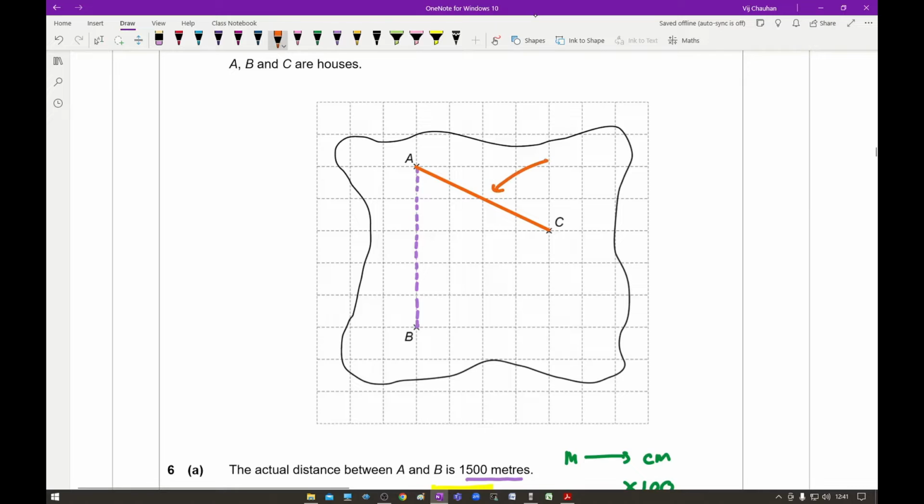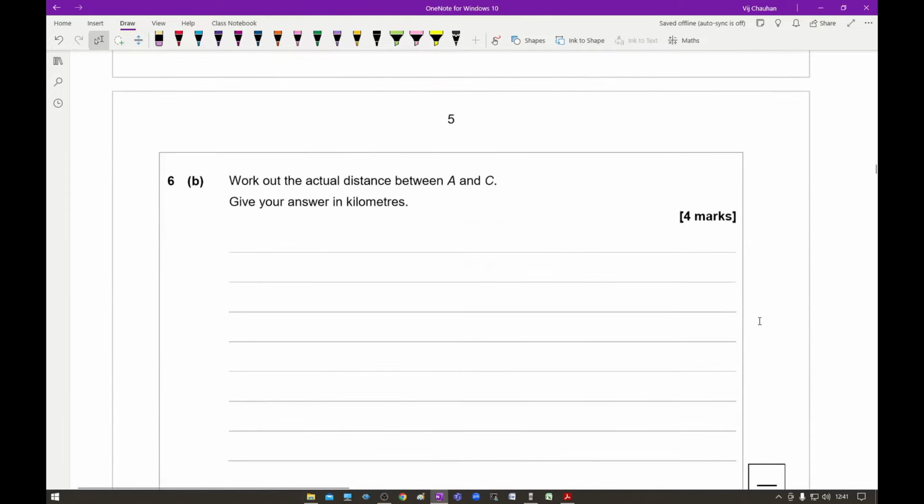But this distance here, I would say, if you've printed on A4, which is going to be ideal because that's what your exam paper is going to be measured at. If you're doing it on A5, it's going to be slightly different if you've got a photocopied or reduced version, but this is 4.5 centimetres. So A to C equals 4.5 centimetres.